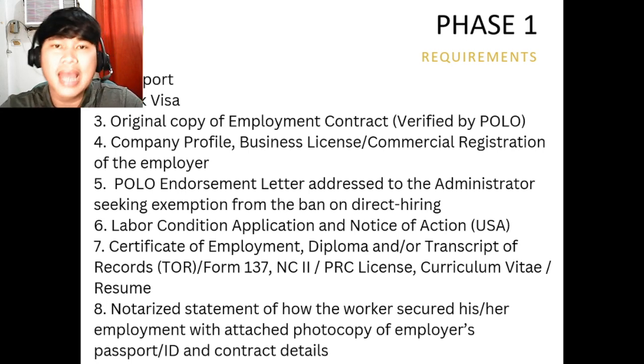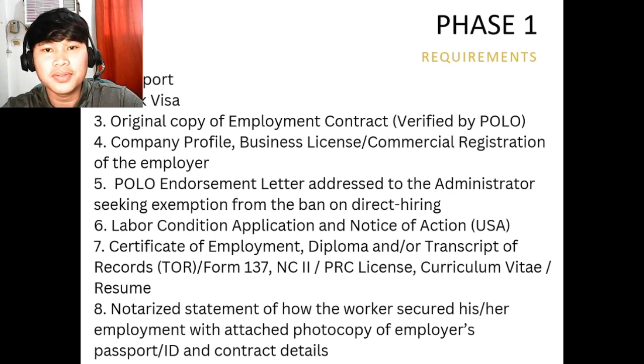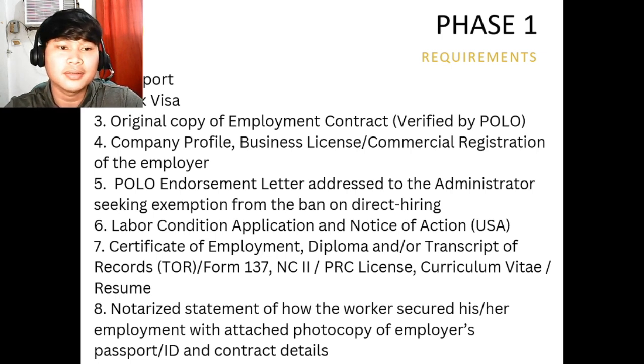Number 1 is your passport. It must be valid for a year. Second, you must have your work visa. That means you are already visa approved at the US Embassy. Okay? So you cannot do this before the US visa interview. Third, you must have your original copy of the employment contract. It must be verified by POLO.